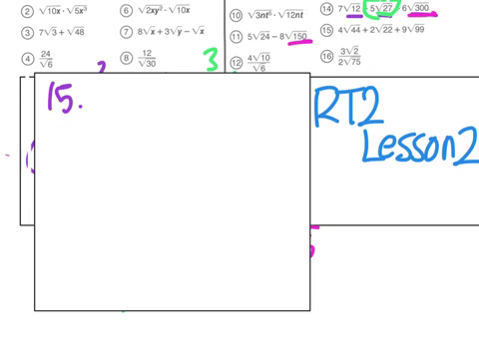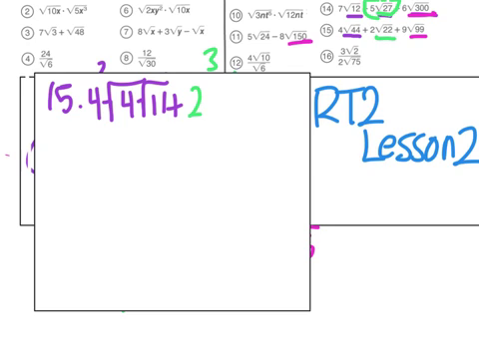To solve problem 15, you need to find the perfect square factor of 44, the perfect square factor of 22, and the perfect square factor of 99. 4 divides into the square root of 44. That becomes square root 4 times 11.